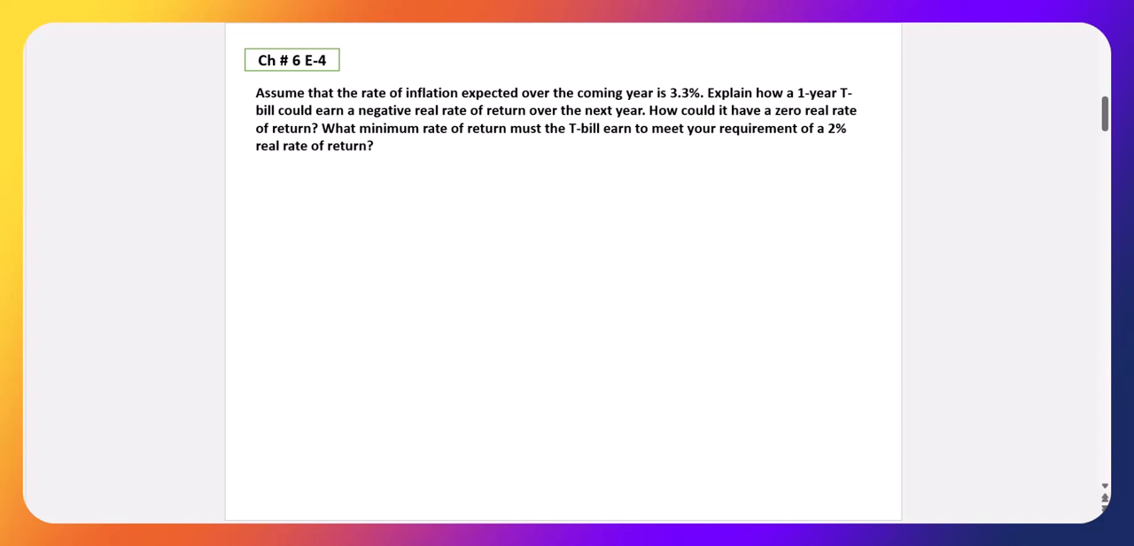Exercise 4. Assume that the rate of inflation expected over the coming year is 3.3%. Explain how a one-year T-bill could earn a negative real rate of return over the next year. How could it have a zero real rate of return? What minimal rate of return must the T-bill earn to meet your requirement of a 2% real rate of return?